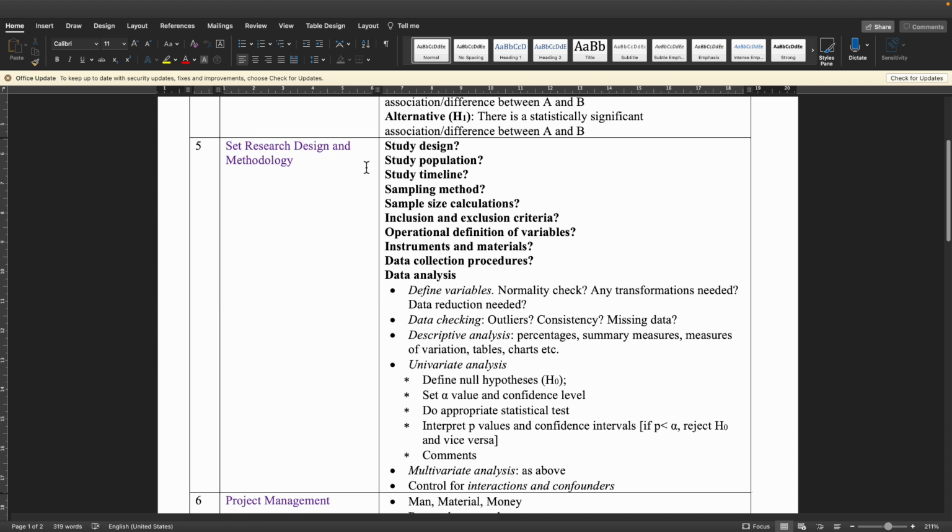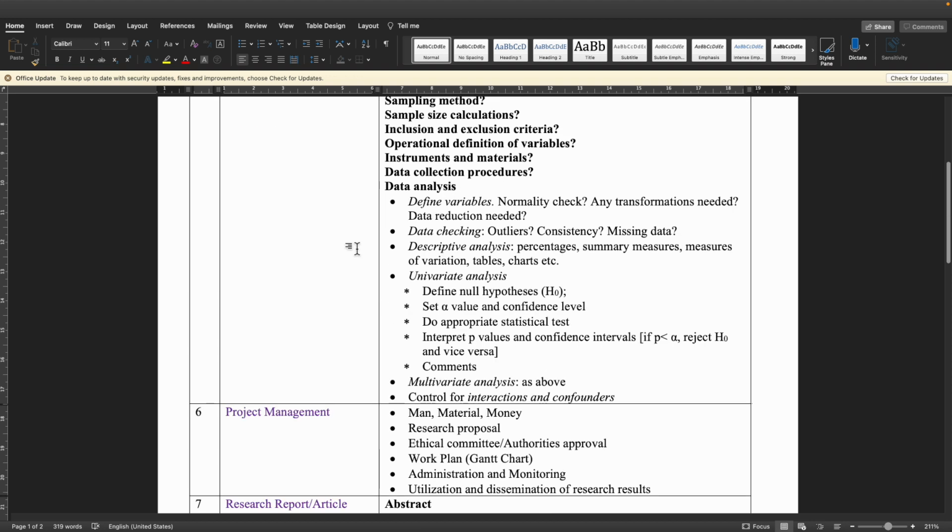Study population should be defined. What is the study timeline? Sampling method, sample size calculation, inclusion and exclusion criteria, operational definitions of variables, instruments and materials used, data collection procedure, data analysis strategy. For data analysis, define the variables, check for normality, and decide on whether parametric or non-parametric tests should be used. Are there any available transformations needed to convert non-normal into normal distribution?